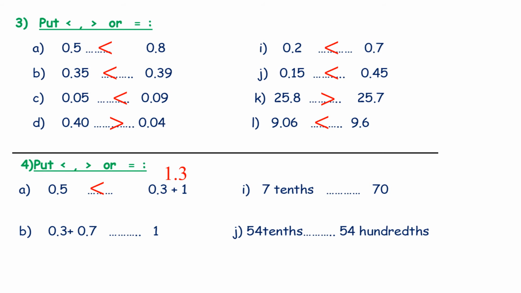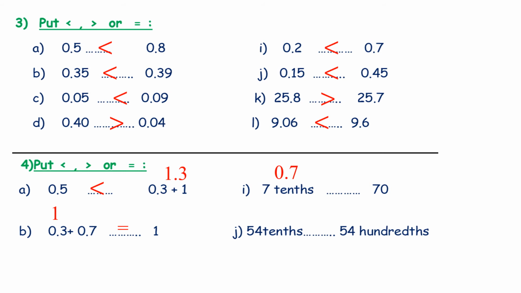Number B, 0.3 plus 0.7. If we add 0.3 plus 0.7, I will get 1. That means they are equal. Number C, 7/10. Okay, I will write 7/10 as a decimal, which is 0.7.